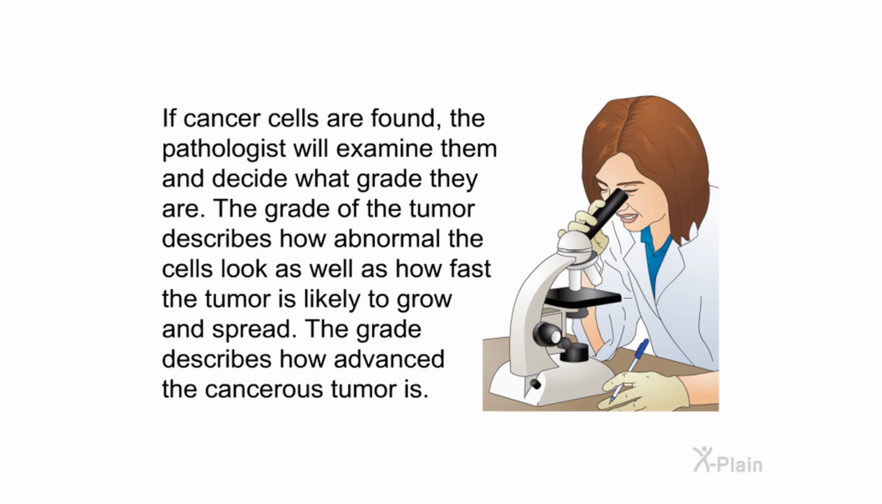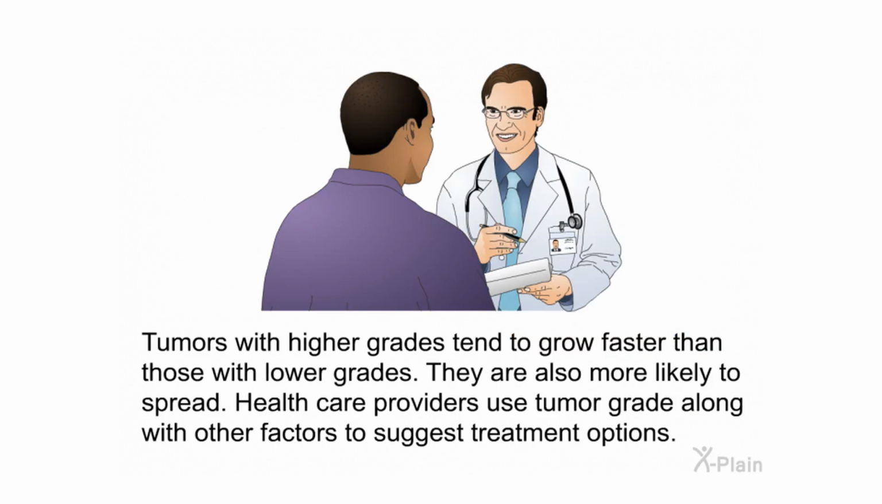If cancer cells are found, the pathologist will examine them and decide what grade they are. The grade of the tumor describes how abnormal the cells look as well as how fast the tumor is likely to grow and spread. The grade describes how advanced the cancerous tumor is. Tumors with higher grades tend to grow faster than those with lower grades. They are also more likely to spread. Healthcare providers use tumor grade along with other factors to suggest treatment options.